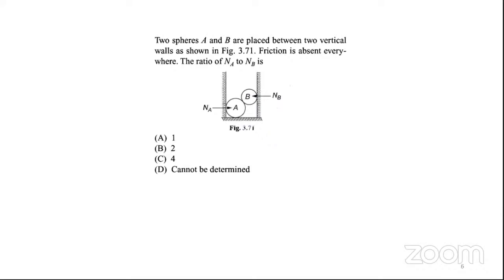Two spheres A and B are placed between two vertical walls as shown in the figure. Friction is absent everywhere. The ratio of Na to Nb is.